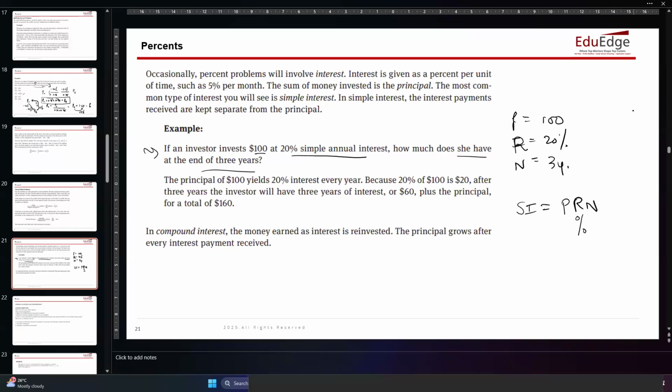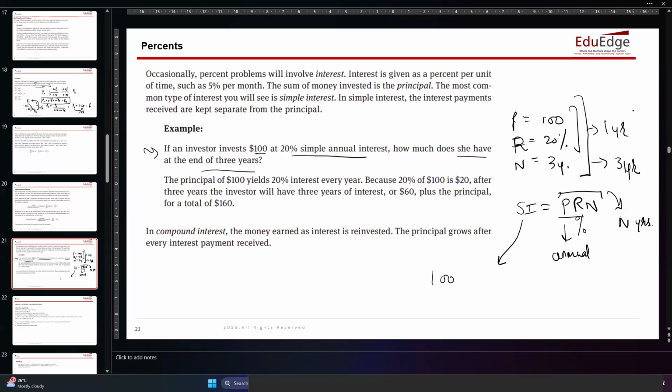So P into R will give me the interest for 1 year, and if I multiply by N, it will give me interest for 3 years. So P into R is giving me interest annually, and PRN is giving me interest for N years. So in this problem, you need to just multiply 100 with 20% with 3, and that will yield us the simple interest. So in this question, it's 100 into 20% into 3.